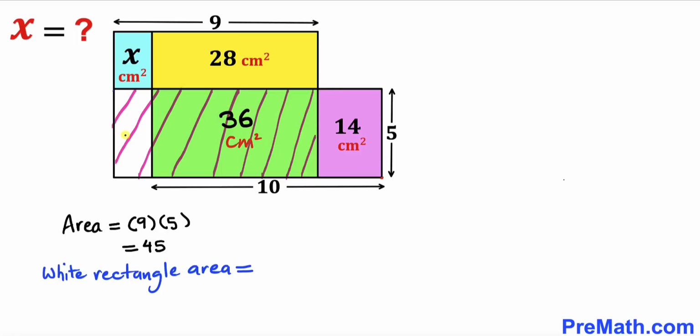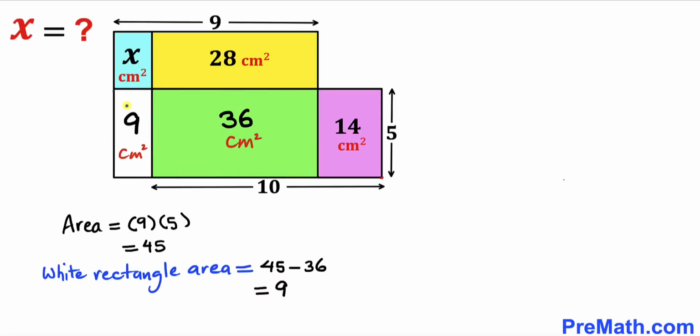And we know that the area of this green shaded region is 36 centimeter square. So the area of this white rectangle is going to be equal to this total shaded area minus this green rectangle area. So I'm going to write down 45 minus 36, which is going to give us 9. So the area for this white rectangle turns out to be 9 centimeter square.